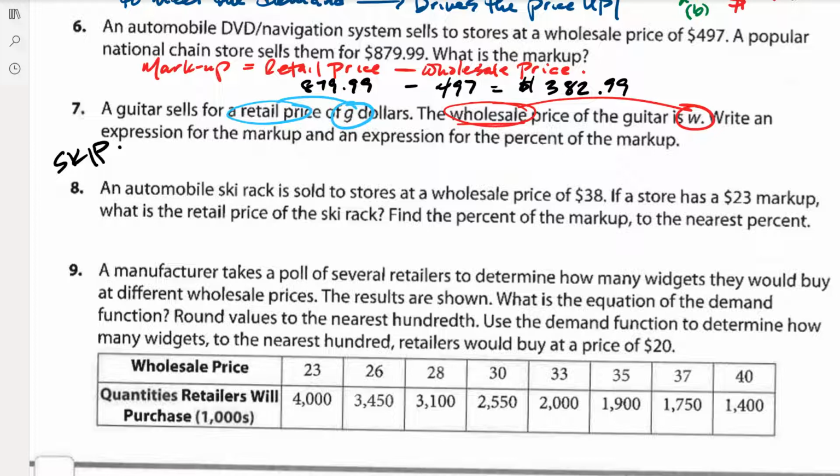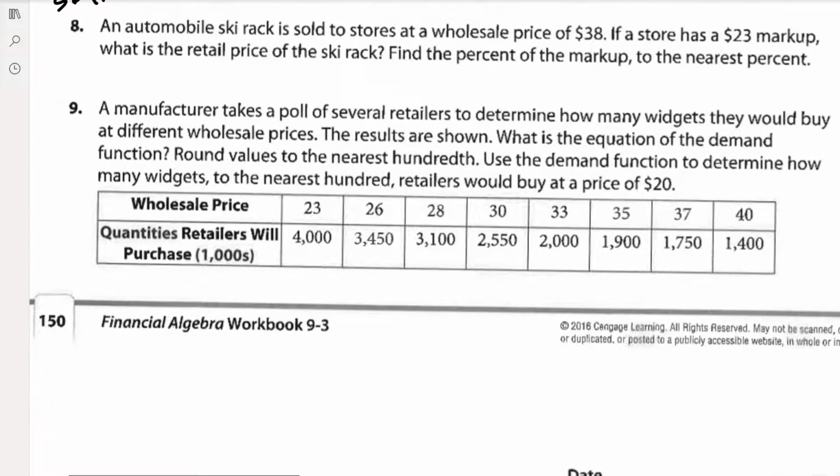All right, so let's shift to number 8. This is an actual numerical example. An automobile ski rack is sold to stores at a wholesale price of $38. If a store has a $23 markup, what is the retail price of the ski rack? Find the percent of the markup to the nearest percent. So we need to do two things. Let's figure out the retail price first. Number 1 is the retail price, and number 2, find the percent of the markup.